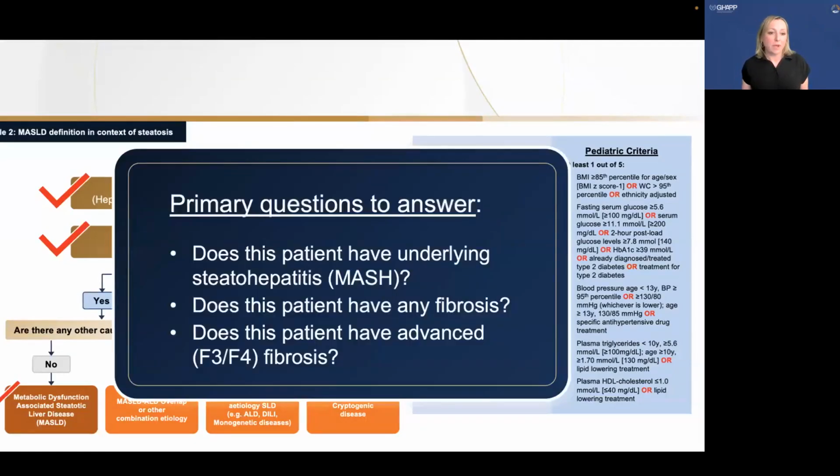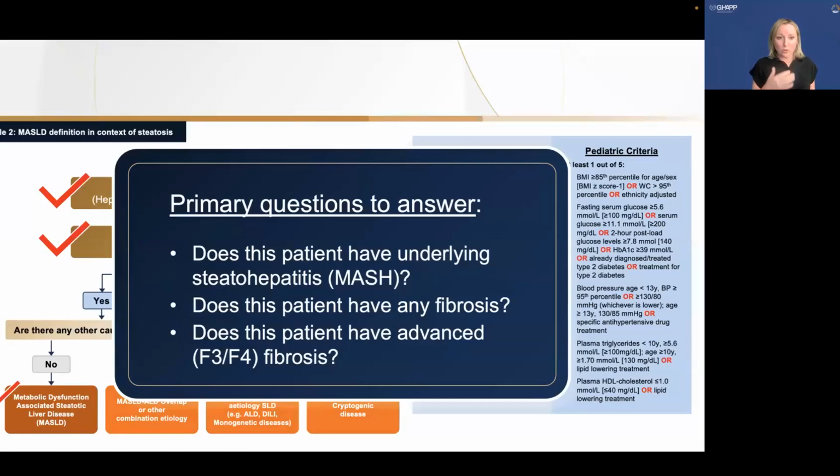And so I'm going to turn this over to the group for you to think about. For this case, the primary questions that we still need to answer are: does this patient have underlying steatohepatitis? Does this patient have any fibrosis? And how would we know? What would be our next steps to understand his fibrosis? And does this patient have evidence of advanced F3 or F4 fibrosis? This really helps us to know what our next steps are.